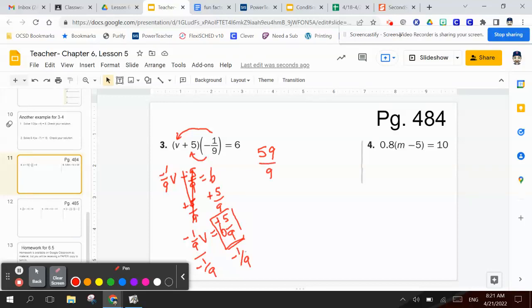I'm going to divide that by negative 1/9, but when I do that, I don't ever divide. I want to multiply by the reciprocal. So that becomes a 9 over 1. So then my 9's cancel out because they're the same number. I multiply across. 59 times 1 is 59. I have to have a positive, so I know this has to be negative. So v equals negative 59.